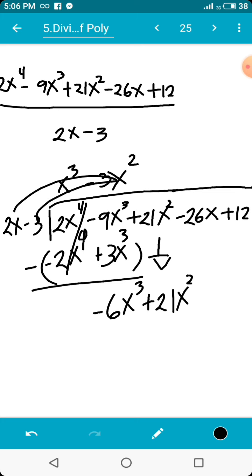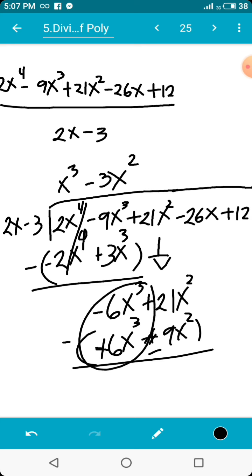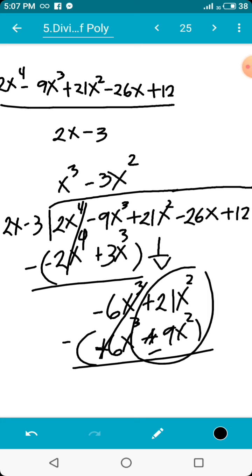And then times natin both. So we have negative 6x cubed. And then we have 3x squared times 3x, or negative 3. So that will become positive 9x squared. Then minus. So mag-iiba yung sign nito. So ito ay magiging negative. Okay? So we have negative and positive 6x cubed. So canceled siya. And then we have positive 21x squared and negative 9x squared. So that will become positive 12x squared.